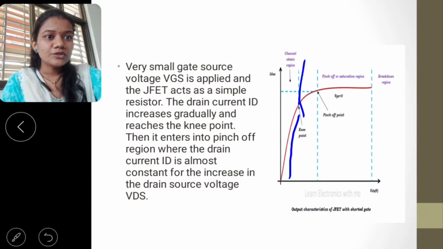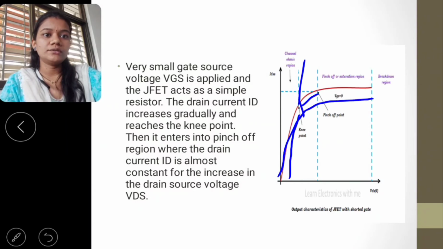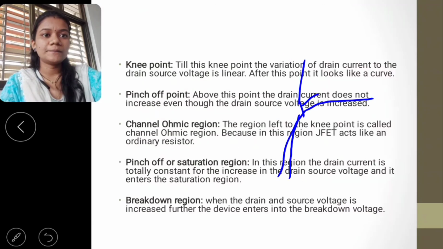and then it enters into the pinch off region where the drain current ID is almost constant for the increase in the VDS, that is drain to source voltage. So first your ID increases gradually, then reaches the knee point and then enters the pinch off region with constant ID, that is constant drain current, wherever we increase the voltage between drain and source. So these are the drain characteristics of JFET.